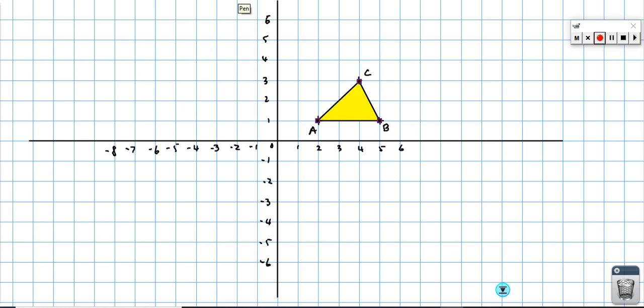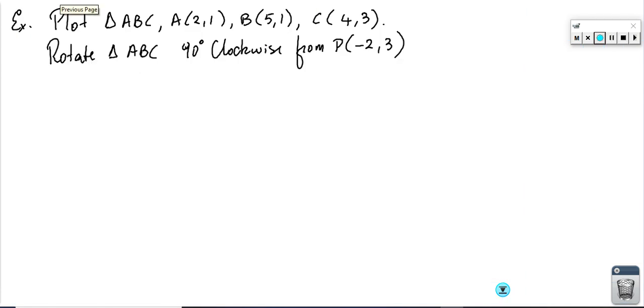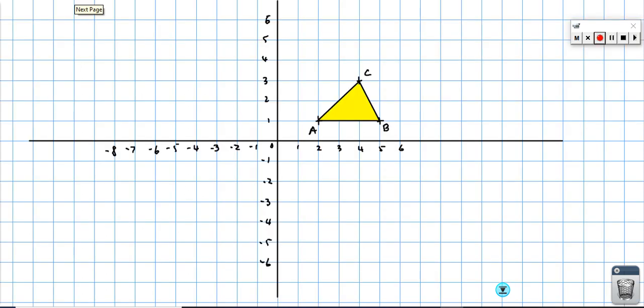Now, as we have seen, we have to rotate triangle ABC 90 degrees clockwise from the point (-2, 3). So let's find the point (-2, 3). The point (-2, 3) is here. We need to rotate that triangle from that center of rotation, which is P. So what am I going to do? Well, the following method can be used. I'm going to measure distances from P to A, to B, and to C.